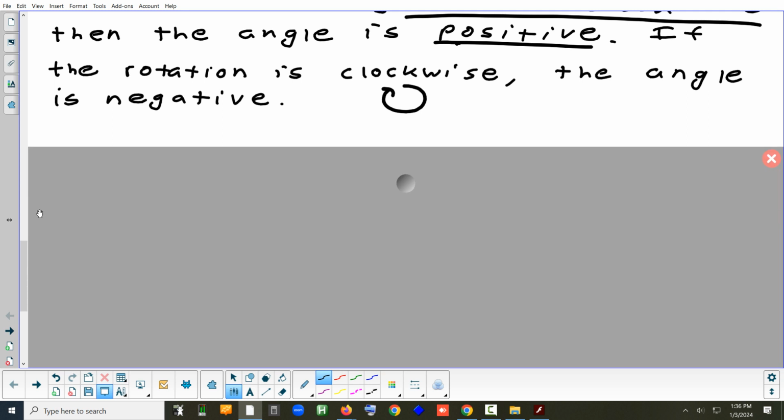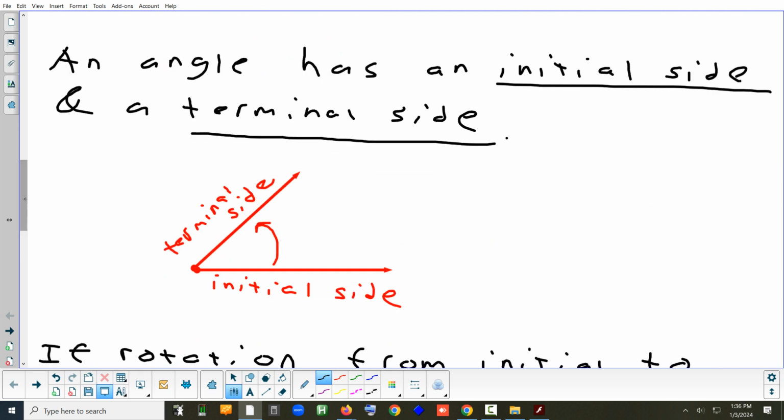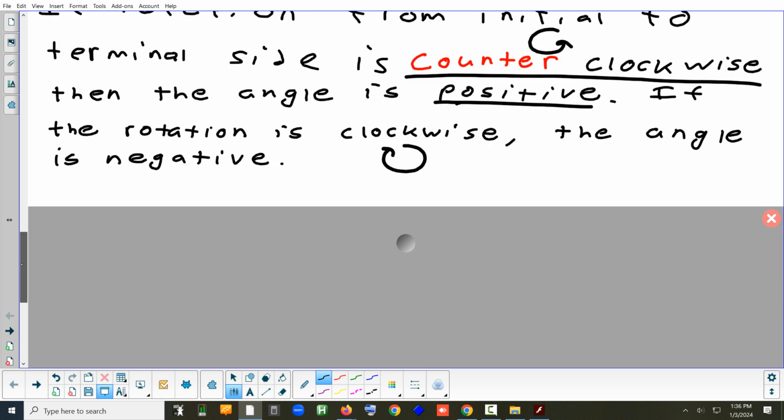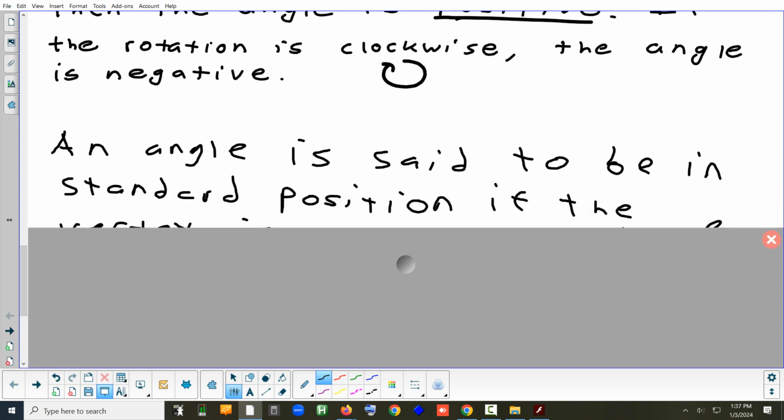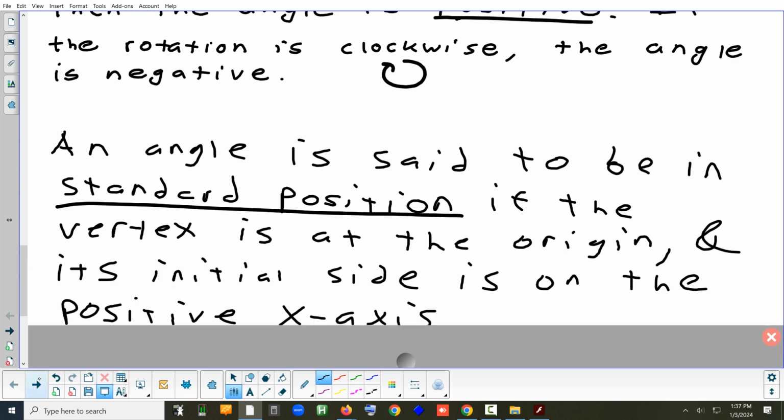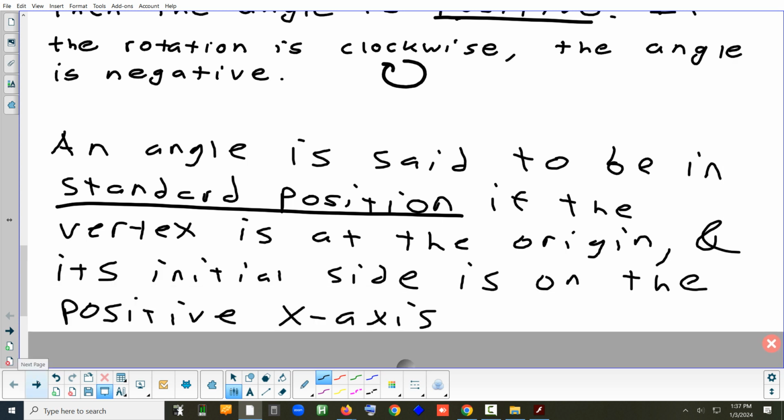All right, so I told you earlier, when you draw an angle, we usually like to draw it so that the initial side is horizontal. If you make the initial side horizontal, that's one of the things you need to do to draw an angle in what's called the standard position. For an angle to be in standard position, you draw it with its vertex at the origin. So you're going to have a set of axes, and you put the initial side not only horizontal, but on the positive x-axis.